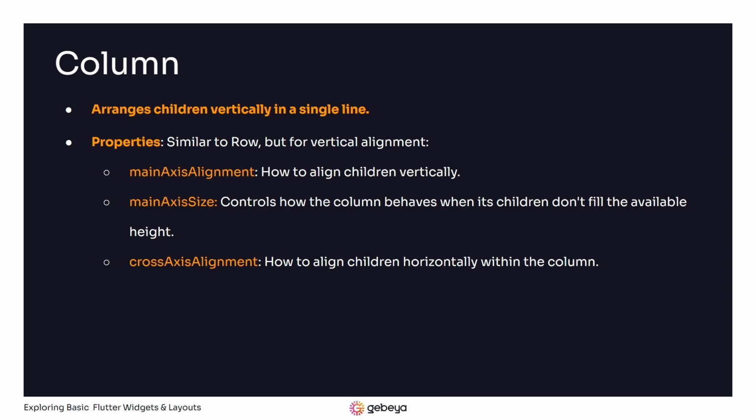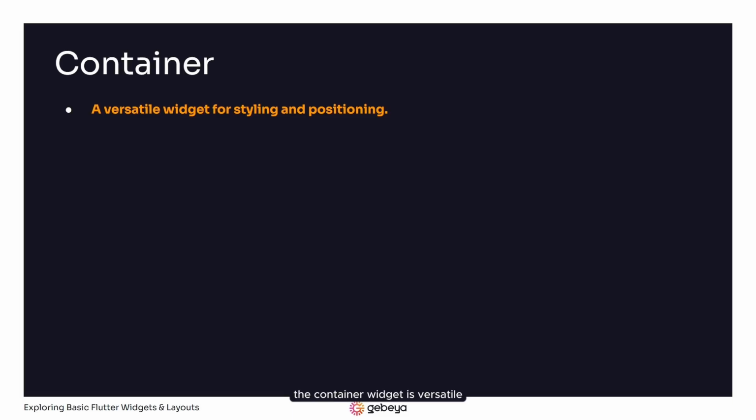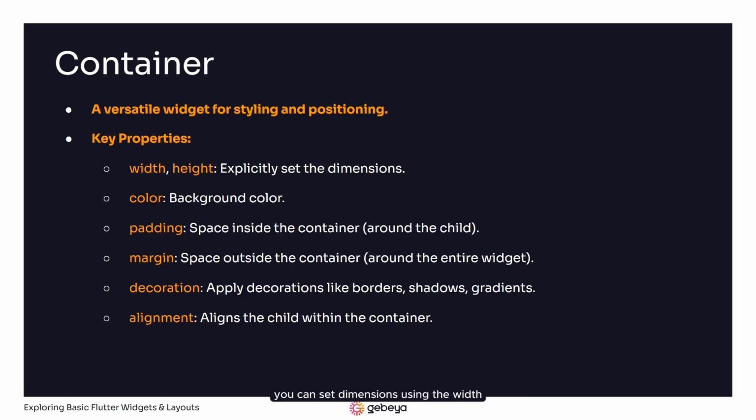The Container widget is versatile and allows you to style and position your child widgets. You can set dimensions using the width and height properties and change the background color using the color property. To add space inside the container around the child, use the padding property, while margin adds space outside the container. You can apply decorations like borders, shadows, and gradients using the decoration property, and align your child within the container using the alignment property.